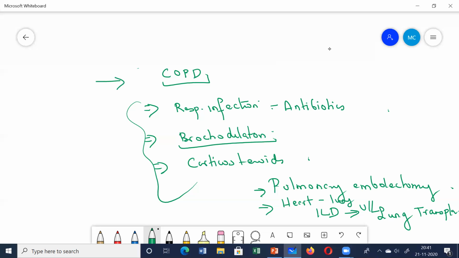In overt right heart failure, you will find all the features of right heart failure: raised JVP, tender hepatomegaly, cardiac enlargement, peripheral edema, peripheral and systemic congestion. And what investigations will you do? I showed you the investigations also: chest X-ray, ECG, echocardiography, BNP, ventilation perfusion scan, and CT pulmonary angiography.